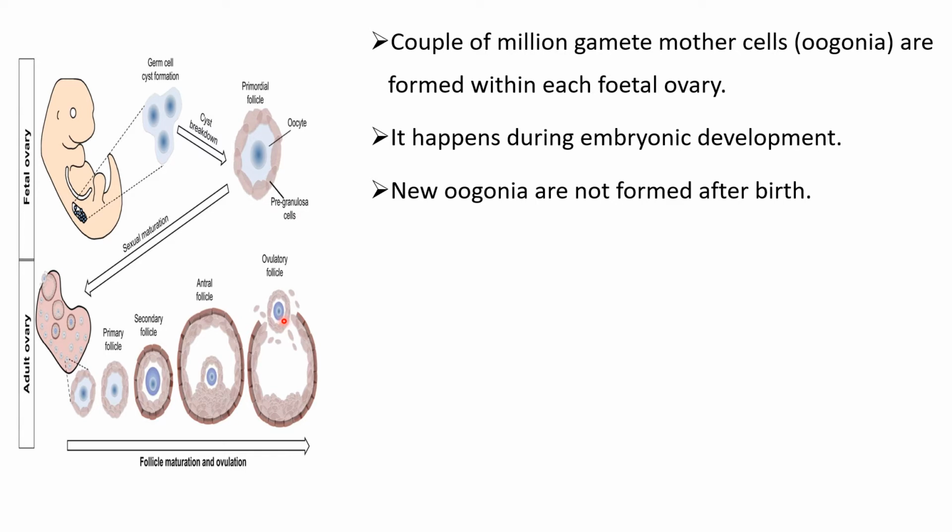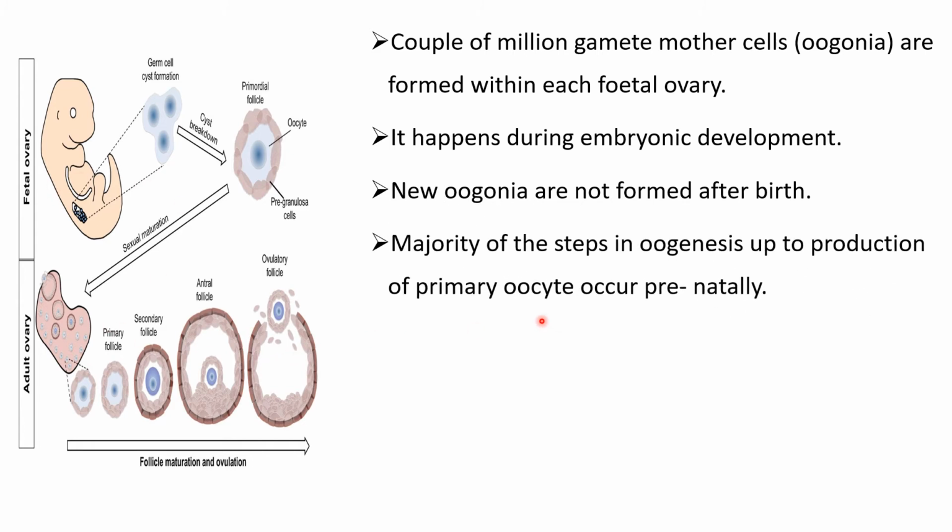In further videos, we will talk about the ovulation and the releasing of the secondary oocyte. So this picture is presented only for our understanding, of how the oogonia are formed in the fetal ovaries.